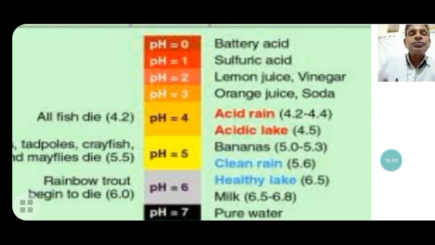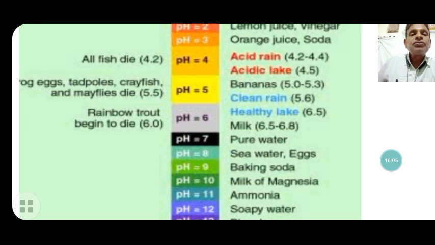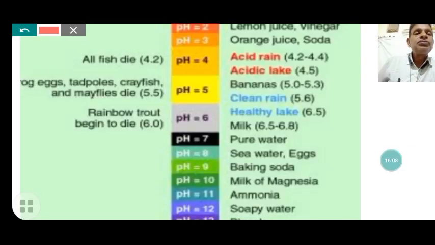Now next is acidic lake, that is the 4.5 pH here. Now if the pH value becomes 5, it becomes less acidic, that is 5.5 to 5.3. In this case, frog eggs, tadpoles, crayfish and the mayfly die. In this case, the solution of the lake, that is the water of the lake, is more acidic, so the organisms cannot survive at that level of pH in water.